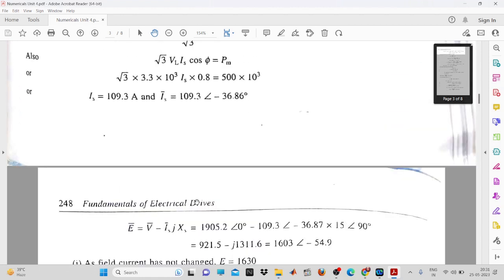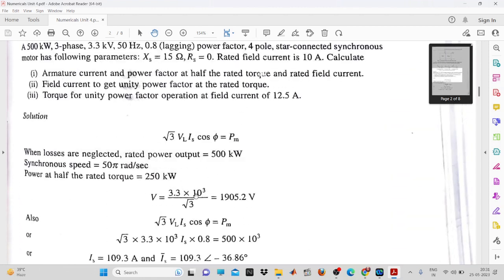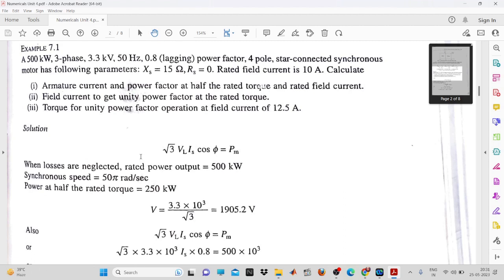So now in the second part, what is asked is the field current to get unity power factor at the rated torque. Now you can see here, torque is the rated one. It means that when the torque is rated, the power will be 500 kilowatt. Only thing, unity power factor. Unity power factor means what? Cos phi will be equal to 1.